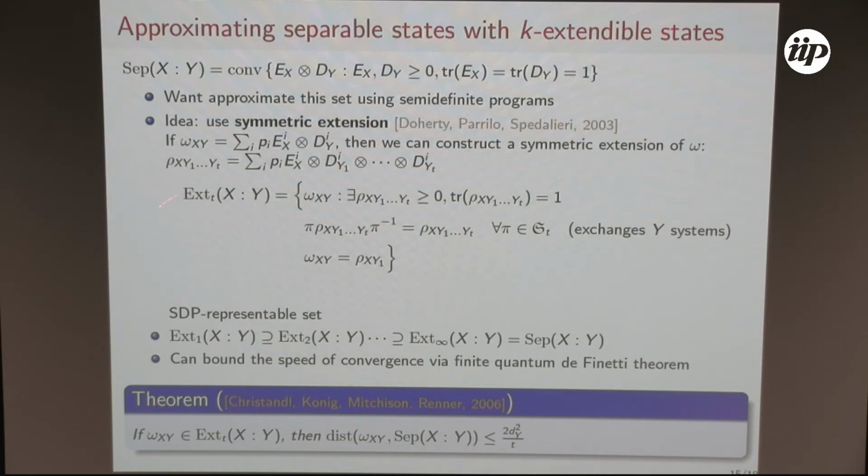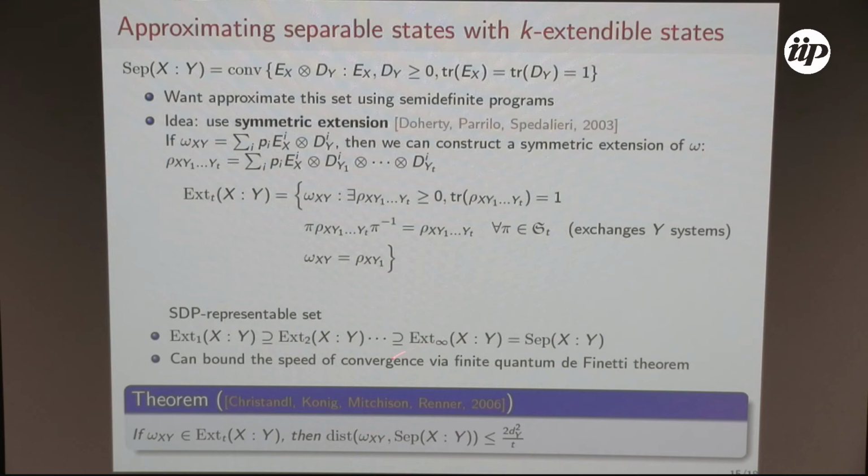This motivates the definition of the set of extendable states, which is the set of ω_XY such that there is an extension that is invariant under permuting these Y systems, and that of course gives ω. You see this is an SDP representable set, so it's a nice set, you can optimize over it. It's a larger set than the set of separable states. And as you increase t, which is a parameter, you of course get smaller and smaller sets.